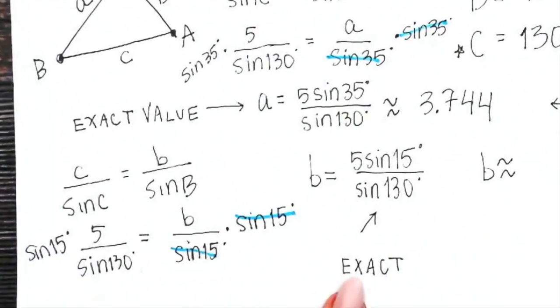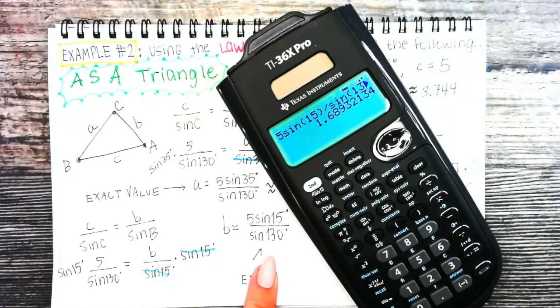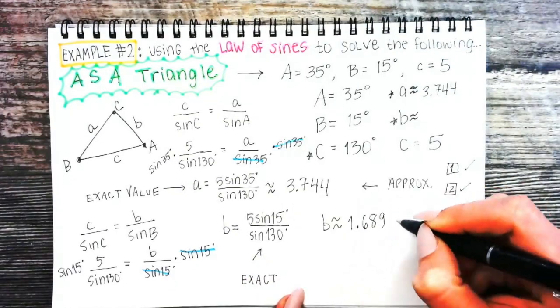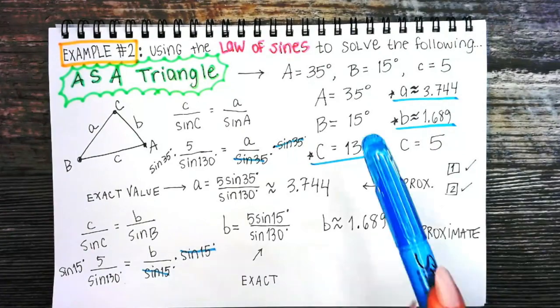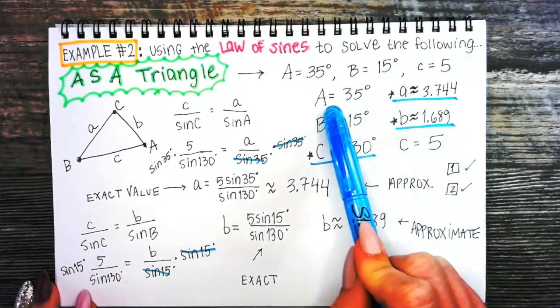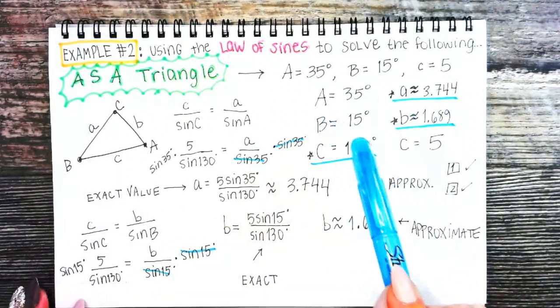I'm going to find the approximate solution with the calculator. B is approximately 1.689 units long. Another reason it's good to list each pair of side and angles that are opposite each other side by side is it's easy to check if your answers make sense.